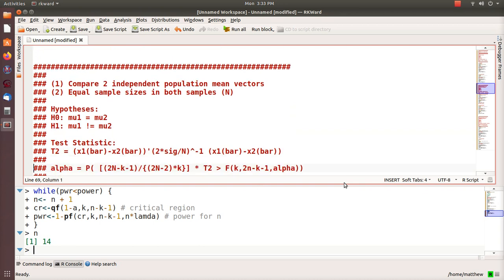Now here we're going to look at two mean vectors. Are the two mean vectors equal, or are they different? Test statistic is this. Calculate alpha, which is this cutoff value, like this.